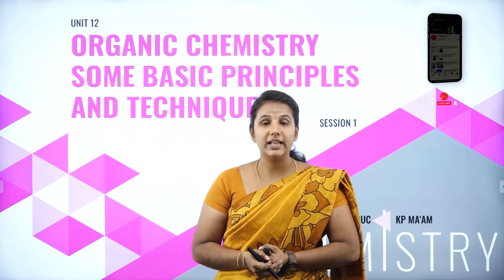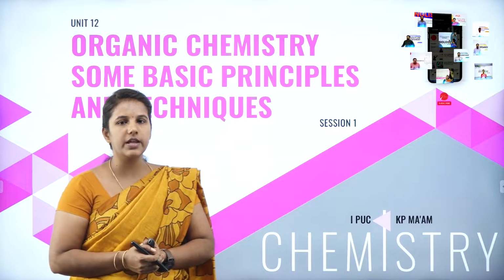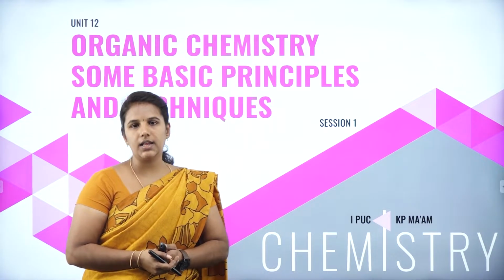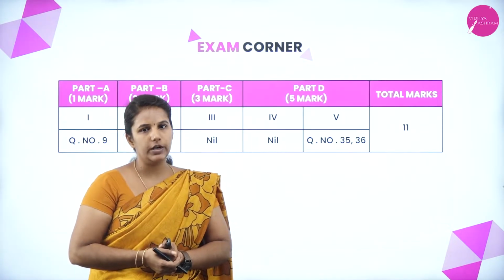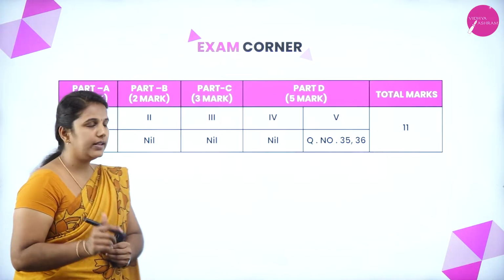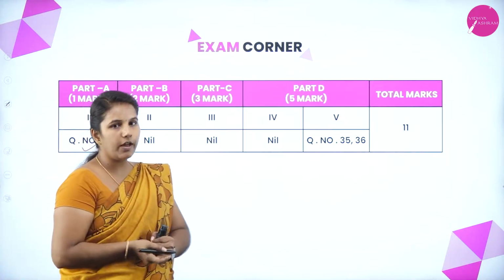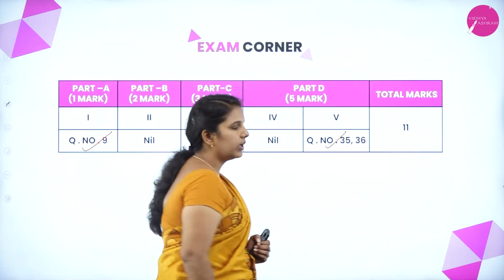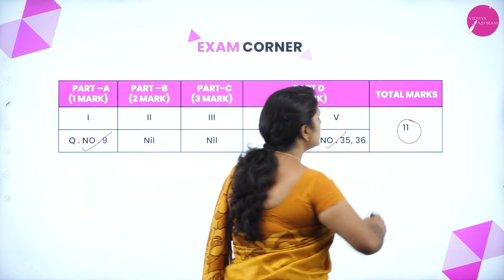My dear students, in this session we are going to discuss a new unit in your first PUC chemistry, that is organic chemistry, some basic principles and techniques. Before discussing this unit, let us see the weightage of this unit. From this unit we can expect around 11 marks: there is a one mark question, question number 9, and two 5-mark questions, question numbers 35 and 36, which will come from this unit. In total we can expect 11 marks from this unit.